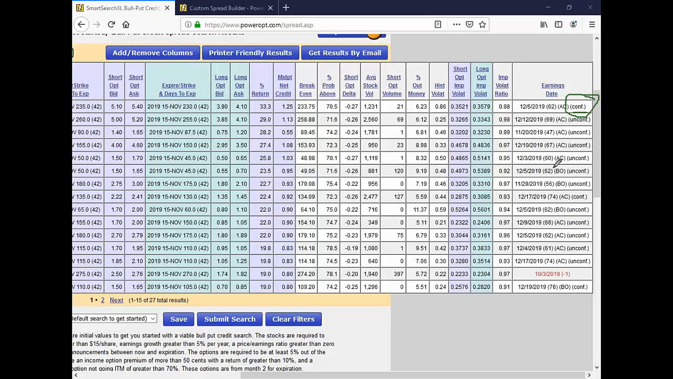Let's run through this real quick, okay? So the earnings date here, 12/5/2019, that's the expected date, 62 days out. BO, before open, or AC, after close, that's what that means. And this is unconfirmed. What does that mean? It means they haven't released the specific date yet, but based on all of their earnings in the past, the target should be December 5th, and they tip this particular stock opens before the open. And we know that. It's just not confirmed what the exact date is.